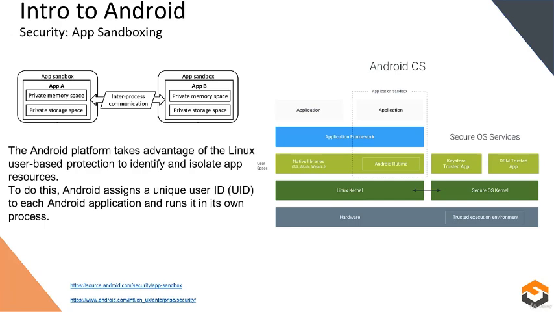If app A tries to do something malicious, such as read application B's data or dial the phone without permission, it's prevented from doing so because it doesn't have the appropriate default user privileges.